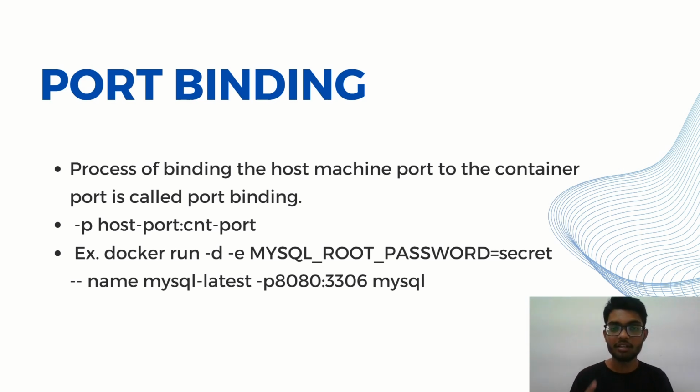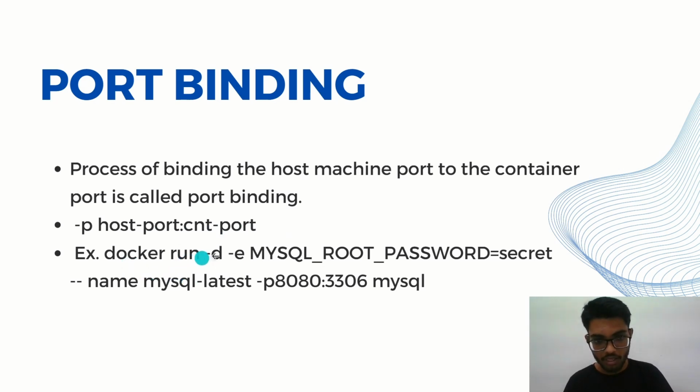So remember two things: your container has a port as well as your host machine has a port. When a request comes on a particular port of the host machine, for example 8081, I want that request to be executed on the container's port. So I need to map my host machine port with my container port, and this is called port binding. The syntax is -p host port colon container port.